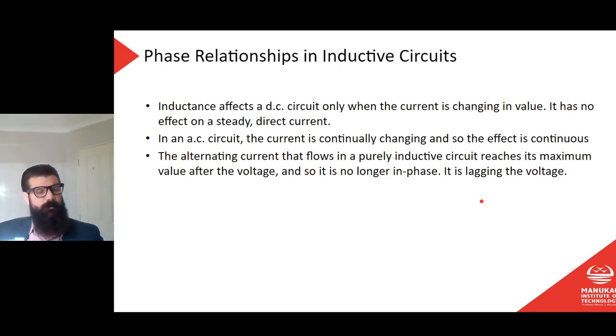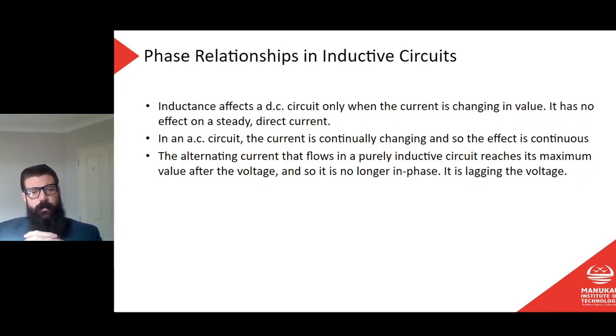The phase relationships in inductive circuits. The inductance affects a DC circuit only when the current is changing in value. So remember that there has to be a frequency, otherwise this doesn't mean anything. The inductor is only opposing the change in current. It's not necessarily opposing the current flow itself. So if the current flow is constant, like in a DC circuit, then inductive reactance doesn't exist. The current flow will just be limited by the resistance of the wire, just the resistance of the coil.